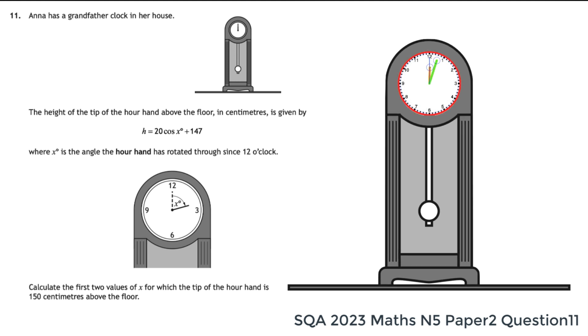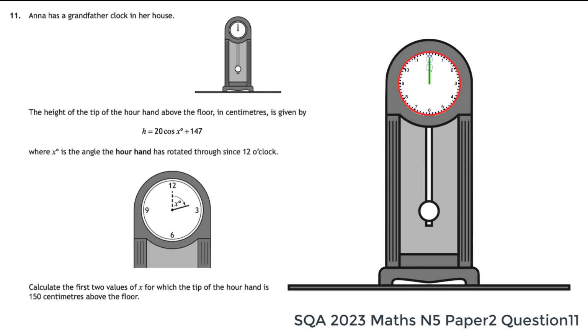So there's the hand, and there we can see the hour hand, that's the red one. And watch the tip of this. H is getting smaller and smaller. That's the closest it is to the floor, and now it's increasing and getting back up to where the value of H would be the greatest.